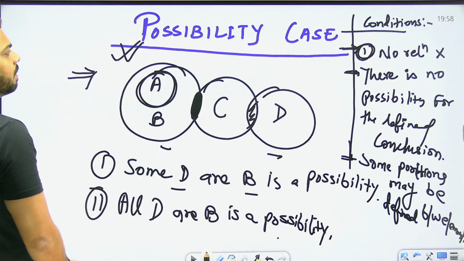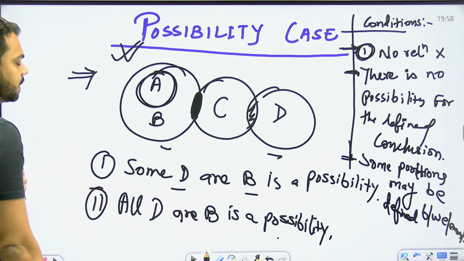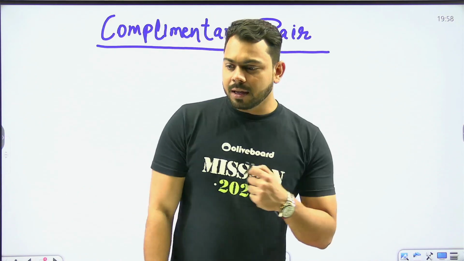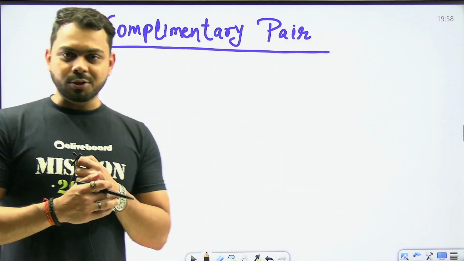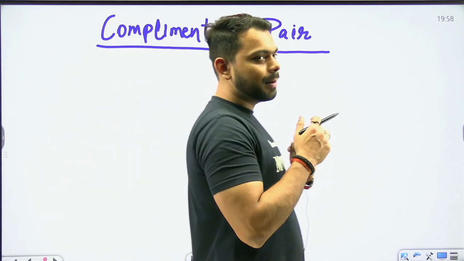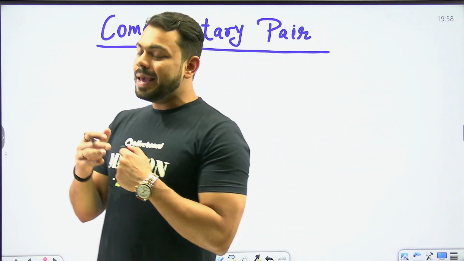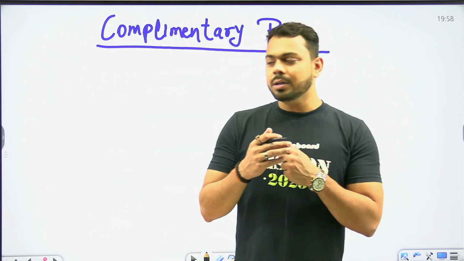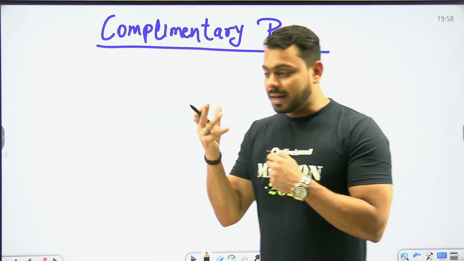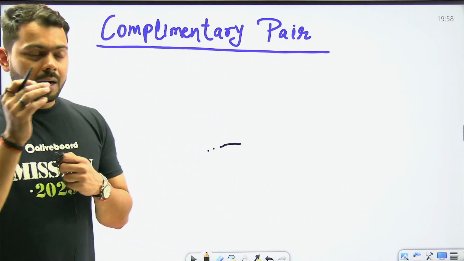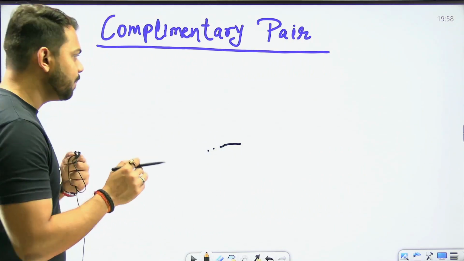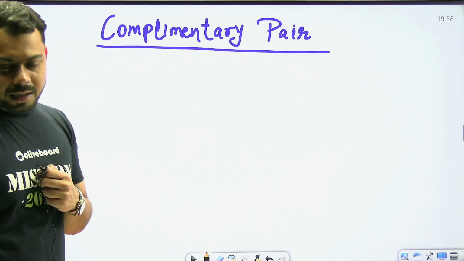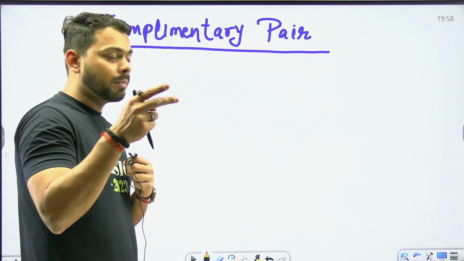Next, we will be moving towards another concept, that is the complementary pair. Lots of students get confused when they think about the complementary pair, because many channels and videos tell you about three types of complementary pairs. But this is a wrong concept. There are only two types of complementary pairs in syllogism.